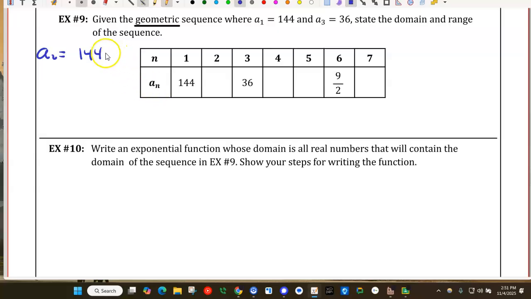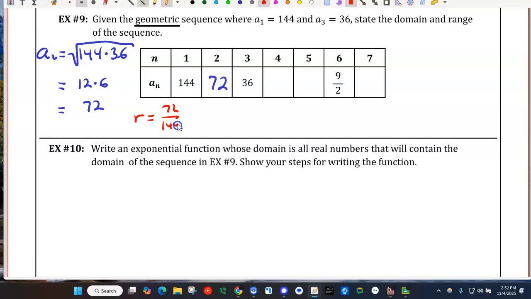And instead of taking half of it or dividing by 2, you take the second root, also known as the square root. So that will give us the middle term of a geometric sequence when one number is missing. So root 144 is just 12. And root 36 is just 6. So we have 12 times 6, which is 72. And with that, we can now find a ratio, if you need to, 72 over 144, which just comes out to be 1/2 again.